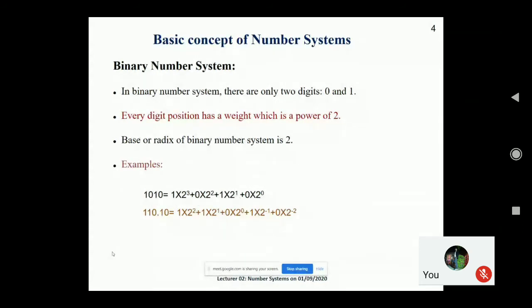And the same thing if we use a fraction, 110.10. The same thing applies, but after the decimal point we use minus 1, and after that minus 2, bit by bit. As the number of bits increases, we go minus 1, minus 2, minus 3, minus 4, like that.